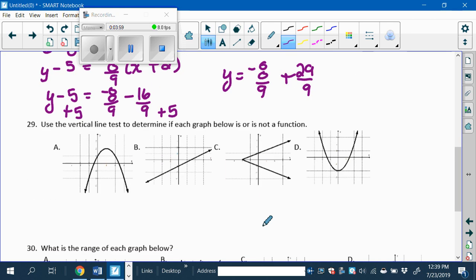Okay, use the vertical line test to determine if each graph below is or is not a function. Now the vertical line test says that if you draw a line and hit a graph more than once, it is not a function, and that should be a vertical line. So this one is not a function. All parabolas that point up or down are always functions, so that is a function. And all lines that are not vertical are also functions, okay? The only line that is not a function is a vertical line, okay?